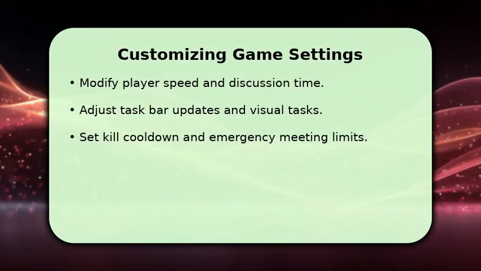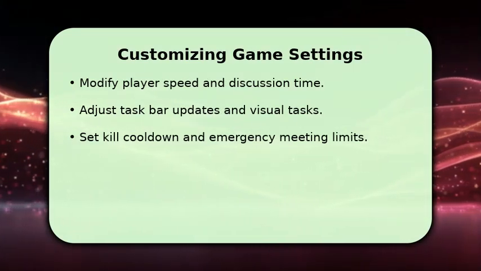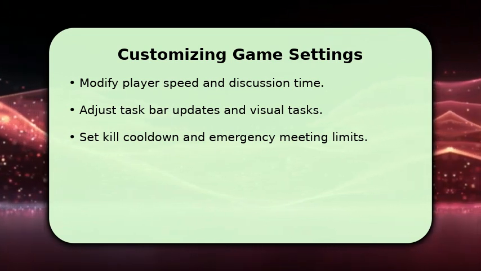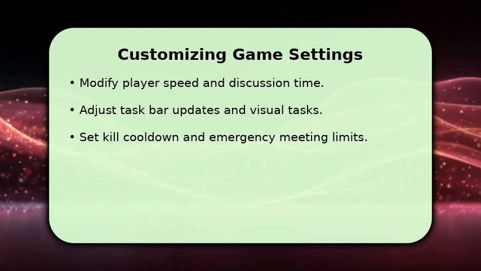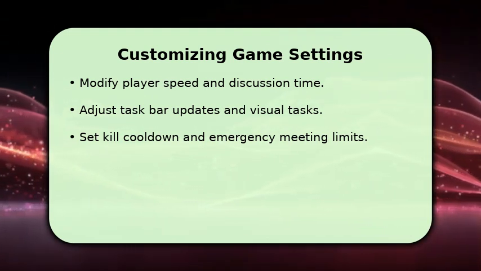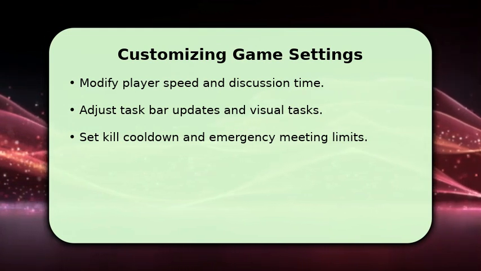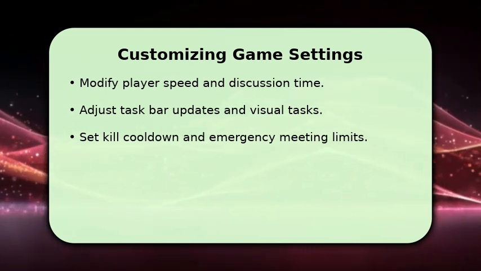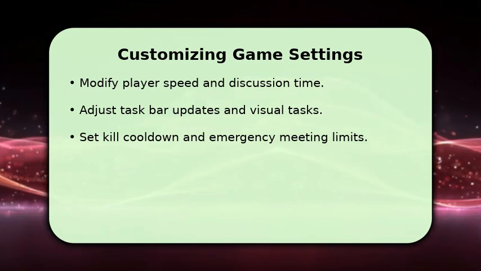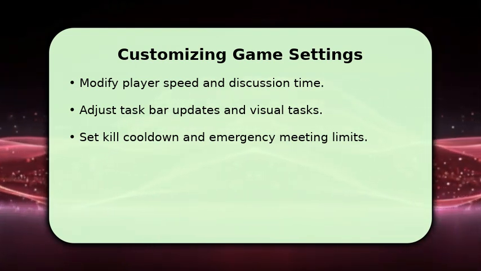Now, let's fine-tune your game experience. You can customize various settings like player speed, ranging from 0.5 times to 3 times normal speed, and discussion time, often set to 30 seconds. Adjust the kill cooldown, usually between 10 and 60 seconds, and the number of emergency meetings allowed. These adjustments help create a balanced and enjoyable game for everyone.